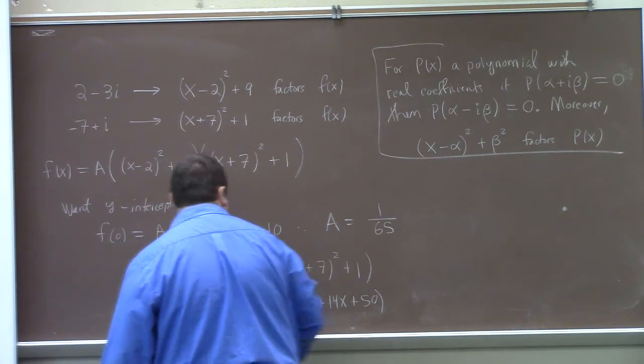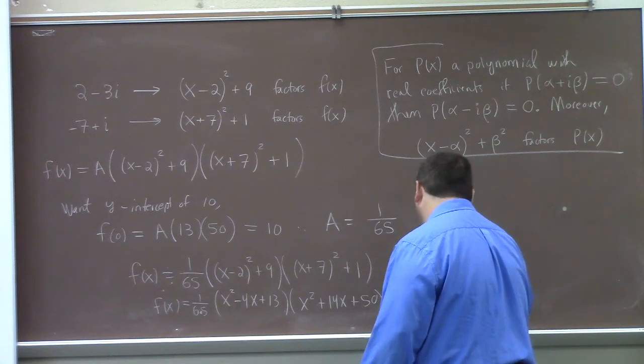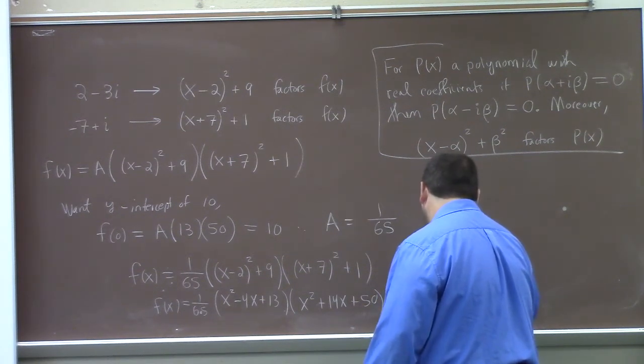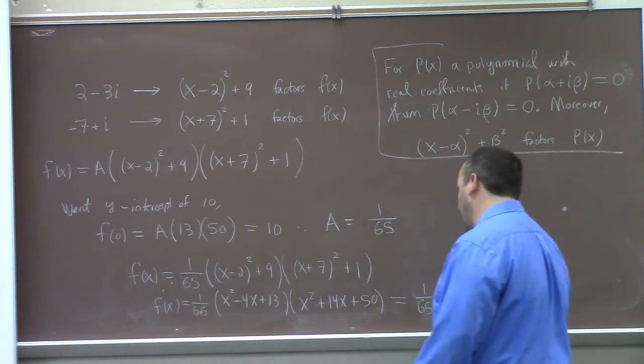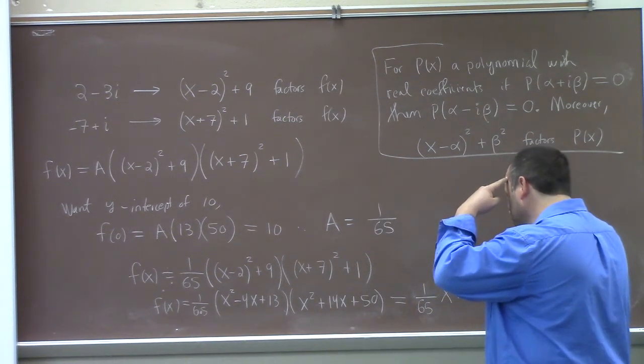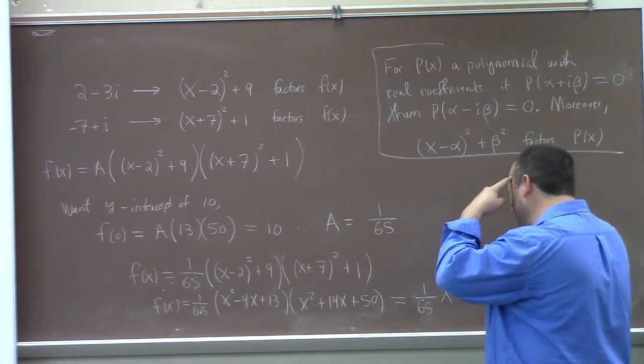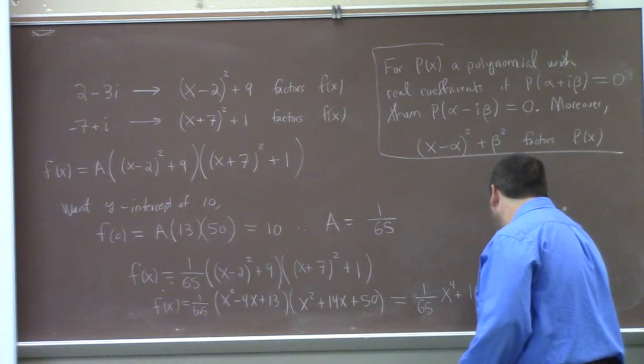Standard form means we write it 1/65 x to the 4th plus 10 x to the 3rd power.